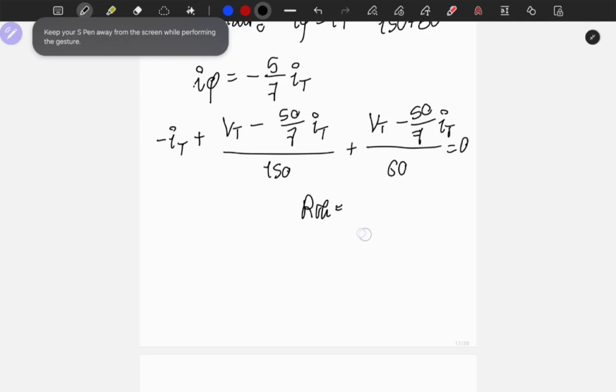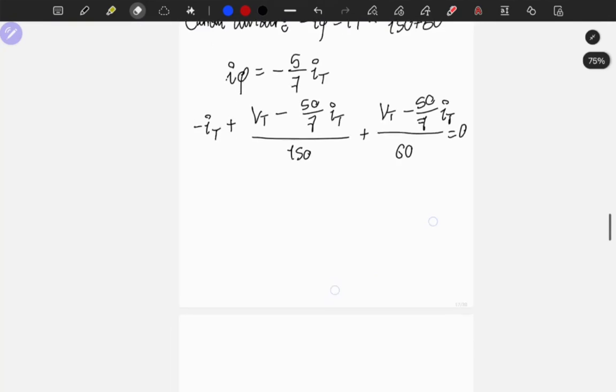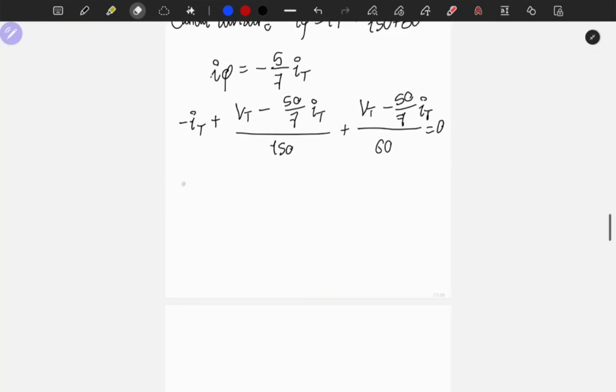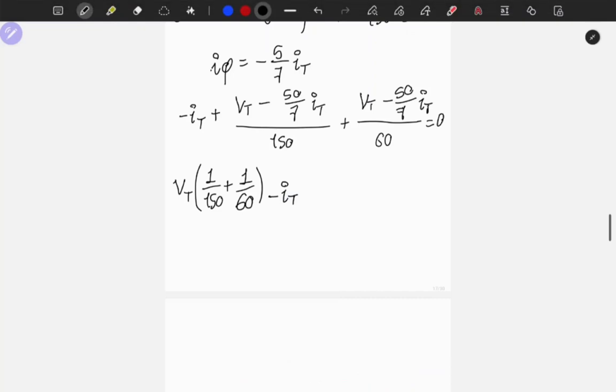You can also do it in general, and you can take any value you want, like 12 volt, 10 volt. It will make things easier. In my case, I'll do it in general. So we have VT into 1 over 150 plus 1 over 60, okay, minus IT into 50 over 7 over 150 plus 50 over 7 over 60 minus IT, all equal to 0.